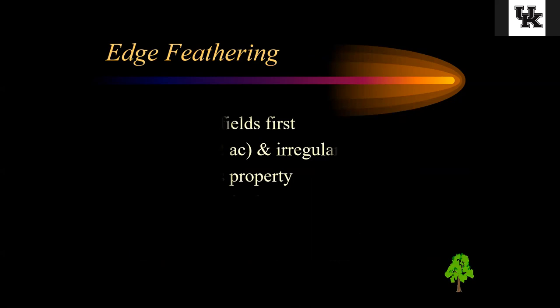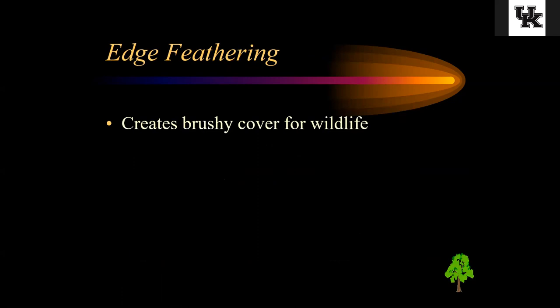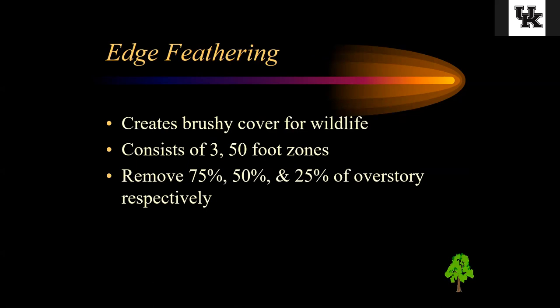Edge feathering, basically you go into the edge of the woods, you take out a certain percentage of the canopy to allow new growth at the ground to create that brushy cover. And there are three 50-foot wide zones. You treat those differently. And in those three zones, you see how much of the canopy we recommend that you remove.